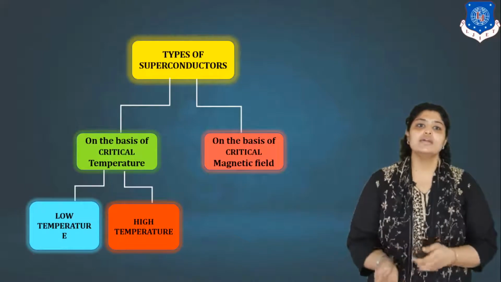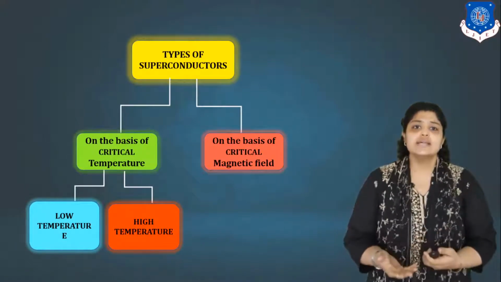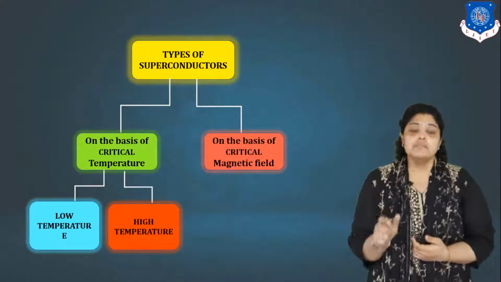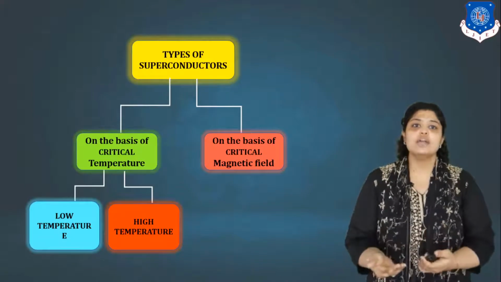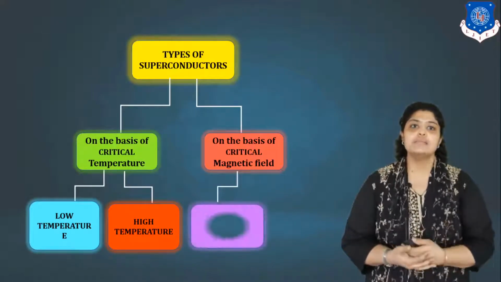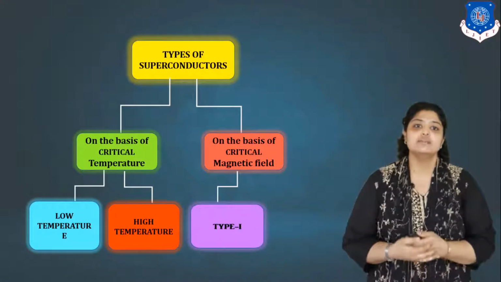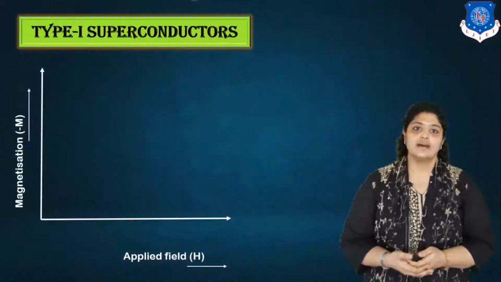Now let us see what is the classification based on critical magnetic field. What is critical magnetic field? It is the minimum magnetic field which destroys the superconducting state. So that is why we call it an important factor. On the basis of critical magnetic field, the first type of superconductor is type 1 superconductors. Let's see what type 1 superconductors are.